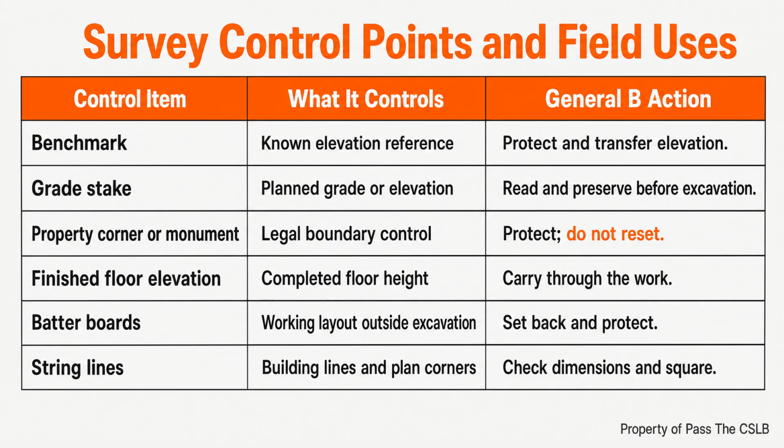When a crew asks, "What does this stake mean?" the answer has to come from the marking, the project documents, and the person authorized to establish that control, not from guesswork. A good field habit is to protect the original control and create separate working control. That keeps the crew from repeatedly occupying the one point that cannot be replaced casually. It also makes it easier to verify work as the job moves from rough grading to forms and then to finished elevations.